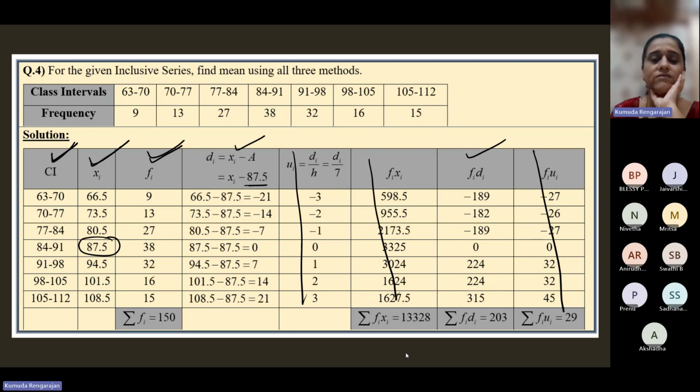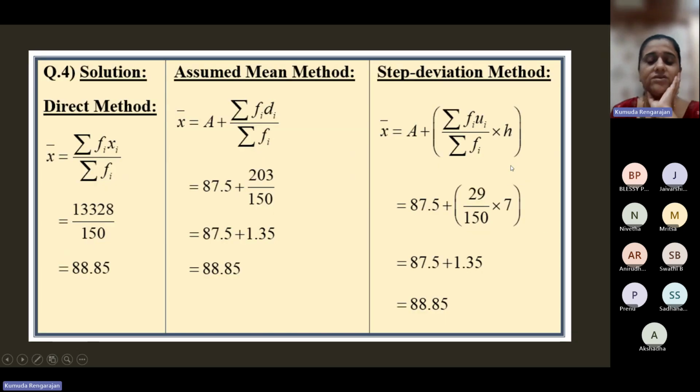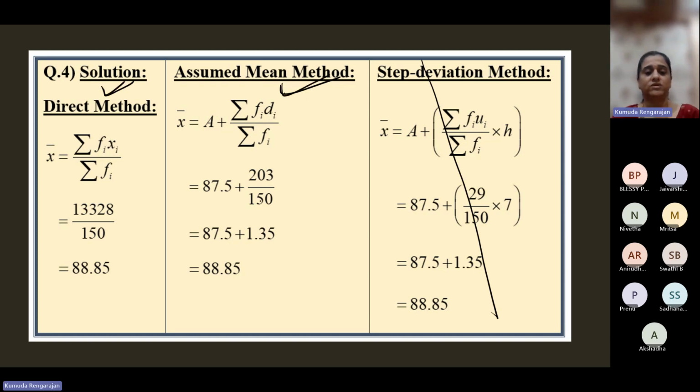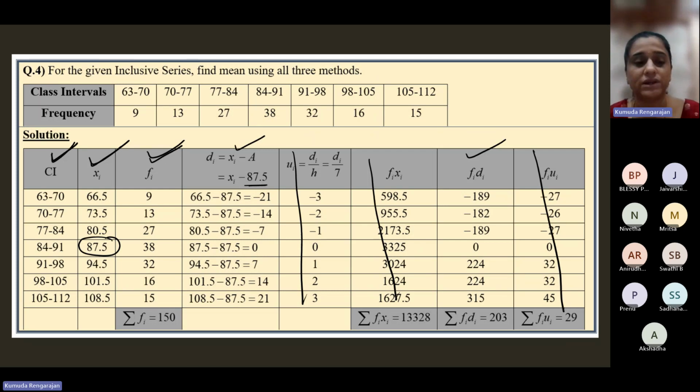Yeah, so coming to the final value, it's 88.85. You look at only this one, children. This is using the assumed mean method. So when you substitute, you find mean is 88.85. And when you work it using the direct method, you will get exactly 88.85. Yeah, take a screenshot. I'll show you the previous slide again. Take a picture and complete the answer.